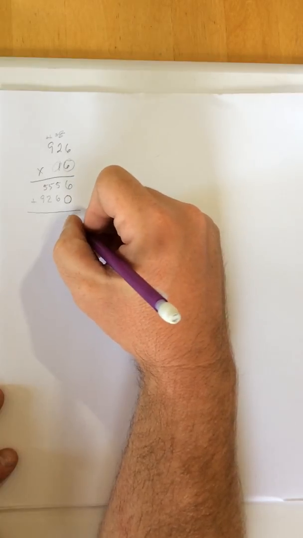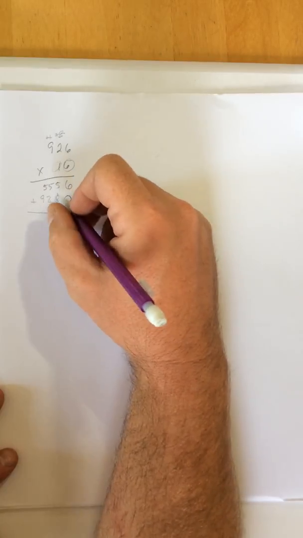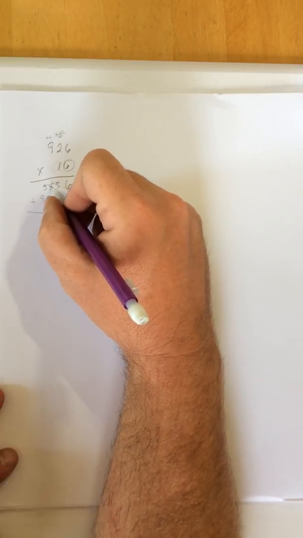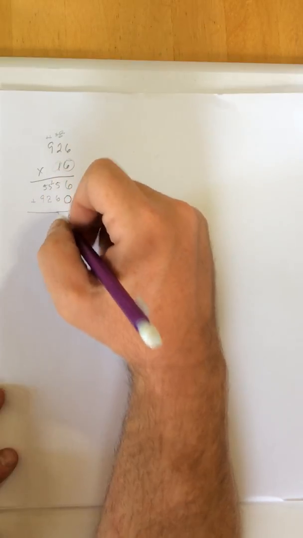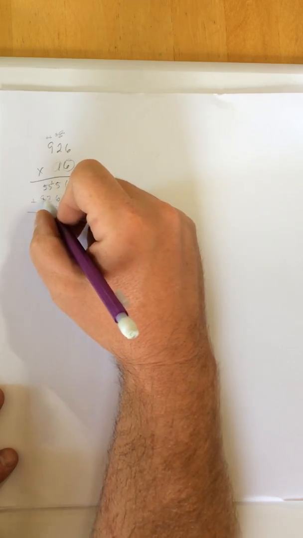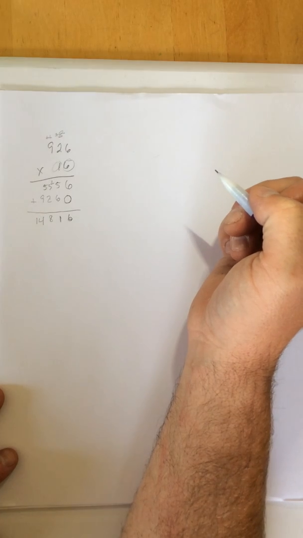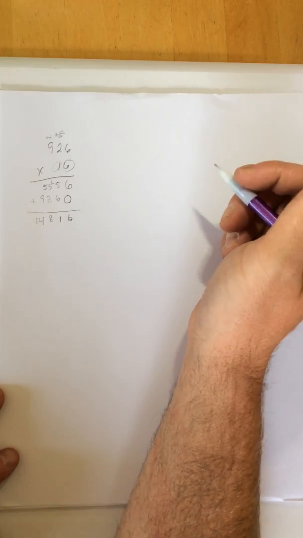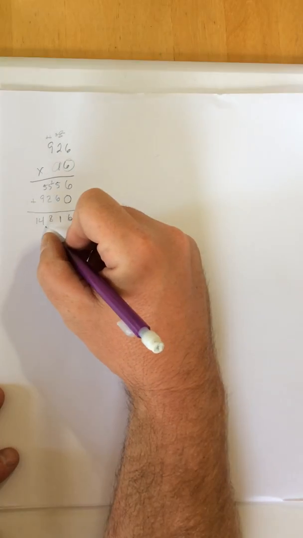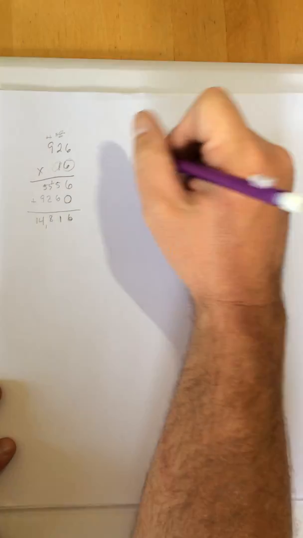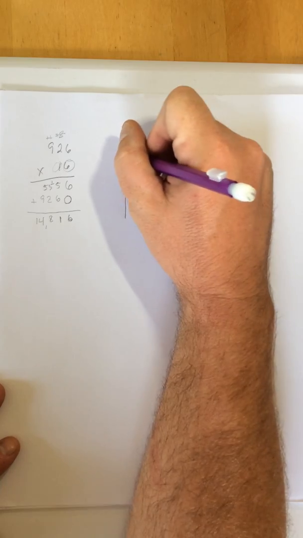6 plus 0 is 6. 5 plus 6 is 11. So we're going to put our 1 down here, regroup. 5 plus 2 is 7, plus 1 more is 8. 5 plus 9 is 14. So multiplying 926 times 16 is going to give us a product of 14,816. Let's verify this by looking at the area model.